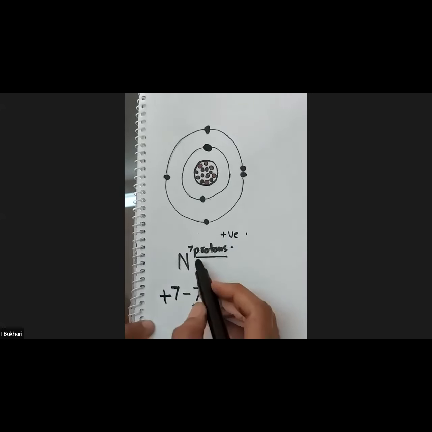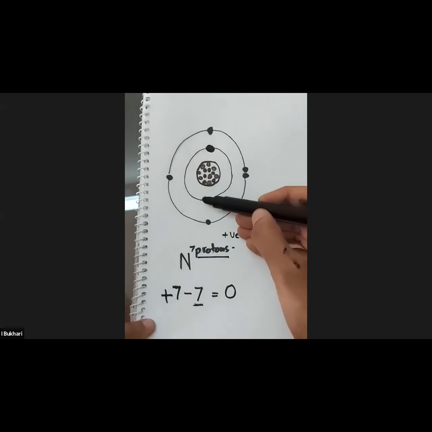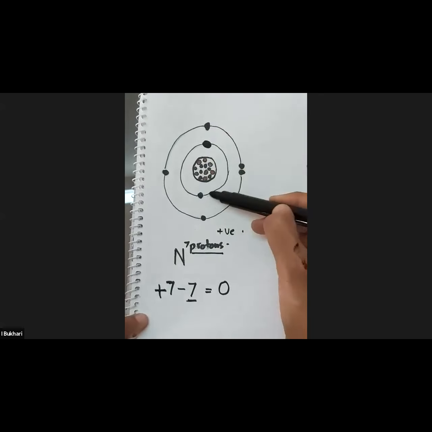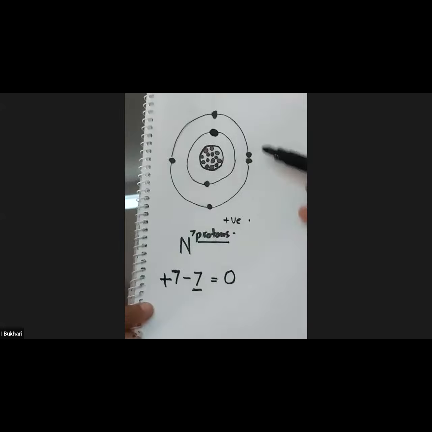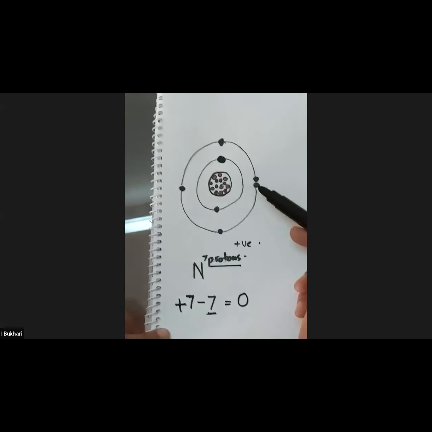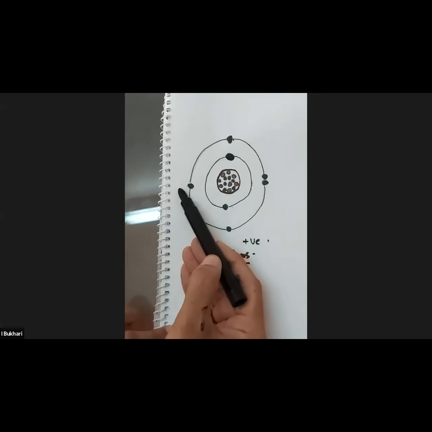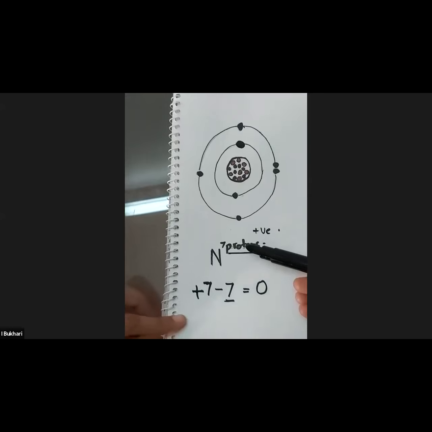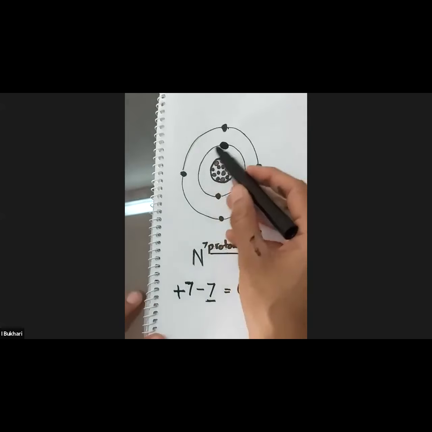So let's count. If it has 7 protons, it should have 7 electrons. 1, 2 in the innermost orbit, 1, 2 electrons. In the second orbit, 3, 4, 5, 6, 7. 7 electrons together, okay?